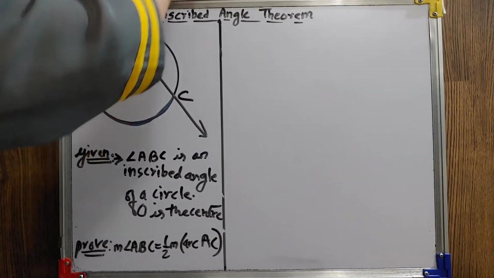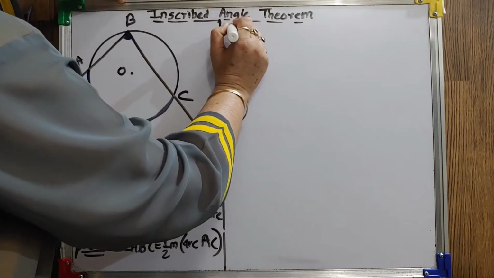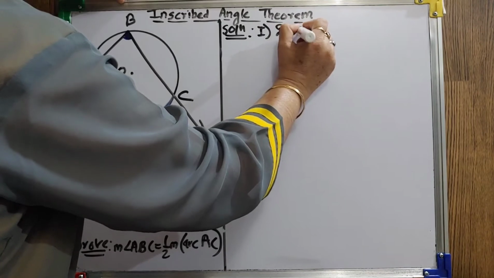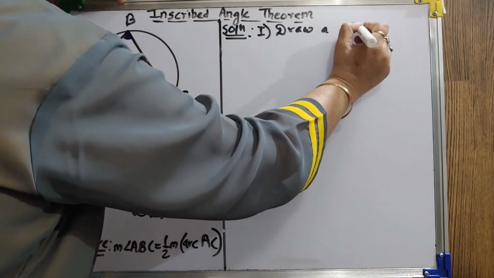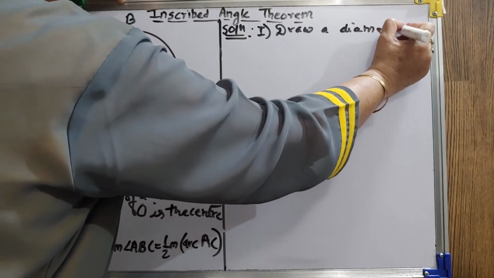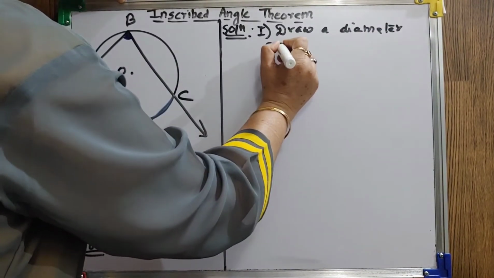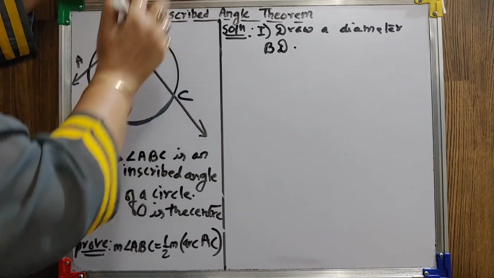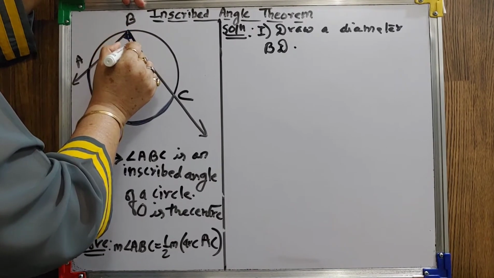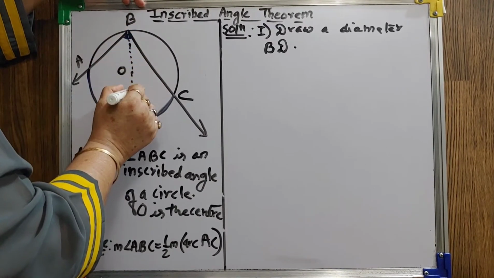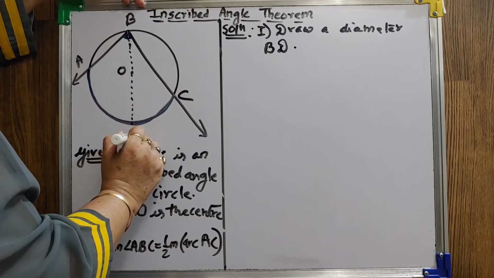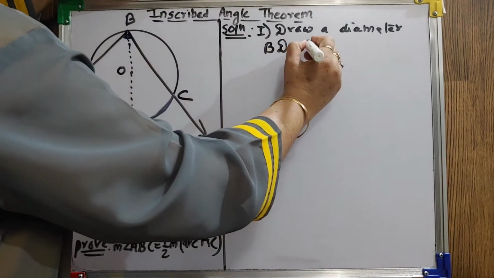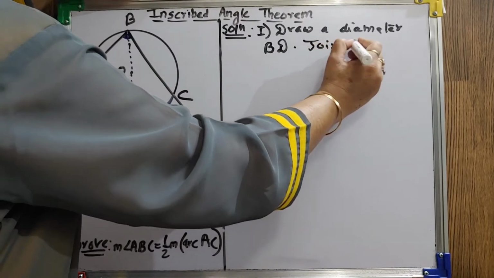Now, what we will do for this, first we will draw a diameter BD. So when you join them, as you know, the diameter is passing through the center. So this is your D point. Now, join OC.